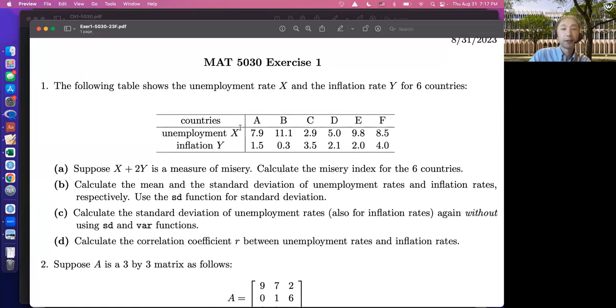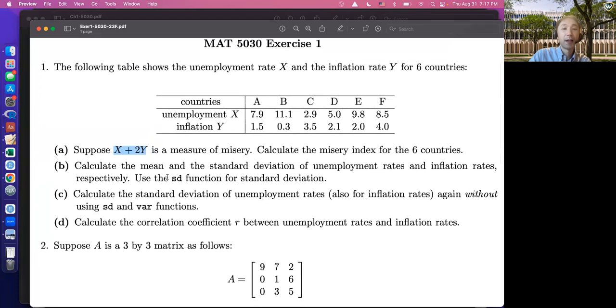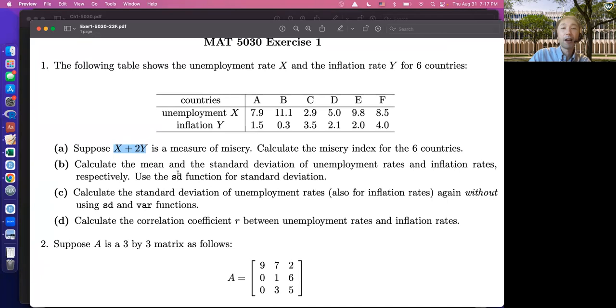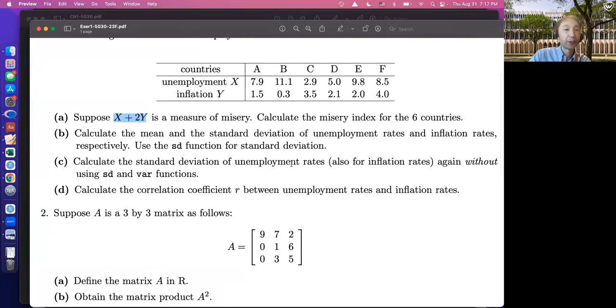So at first, based on X and Y, I would like you to calculate some linear combination of X and Y. So unemployment and inflation are both miserable. So X plus Y, or some kind of linear combination, is called the measure of misery in economics. So I would like you to calculate this for 6 countries at once using vector operations. Then it asks for the mean and the standard deviation across countries and so on.